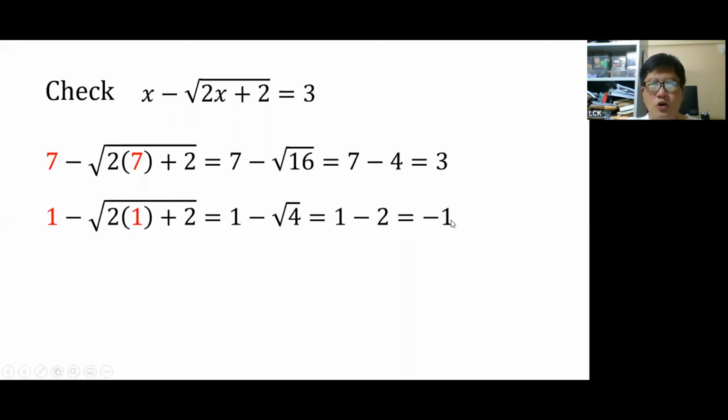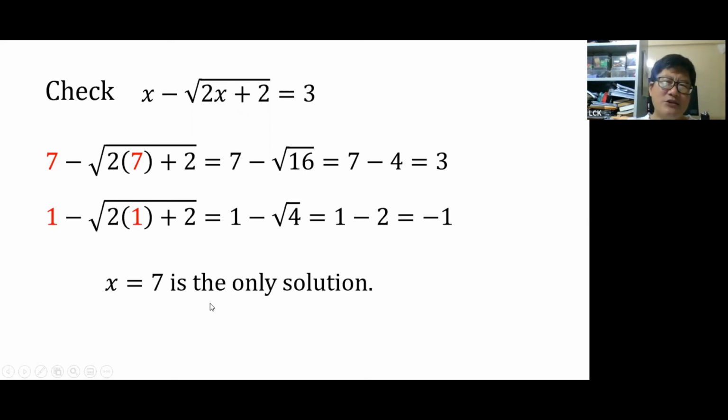So here, your conclusion is that your solution is only x equals 7. All right, x equals 7 is the only solution. x equals 1 is not a solution. All right, and how did you verify it? You verified it with a check right at the end.